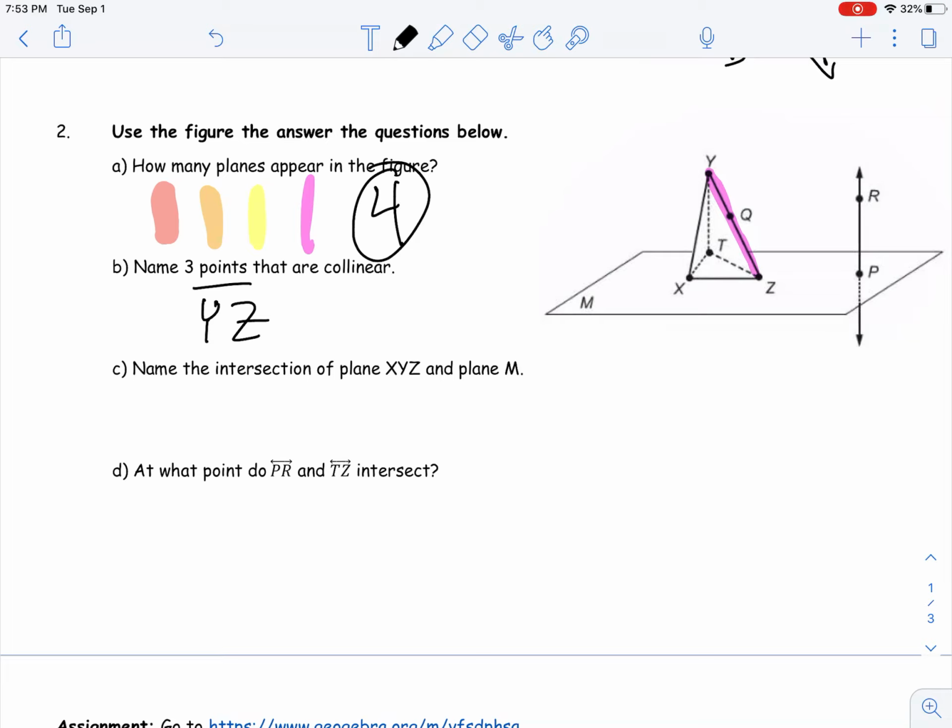All right, name the intersection of the plane XYZ and plane M. Well, when 2 planes intersect, I know that forms a line. So let's find that place. Find the place they intersect. Oops. Sorry about that. I'm trying to erase here. The intersection of plane XYZ. So this is X, this is Y, and this is Z. That means I'm talking about this front plane, the big one. We got to fill in the triangle that they make.